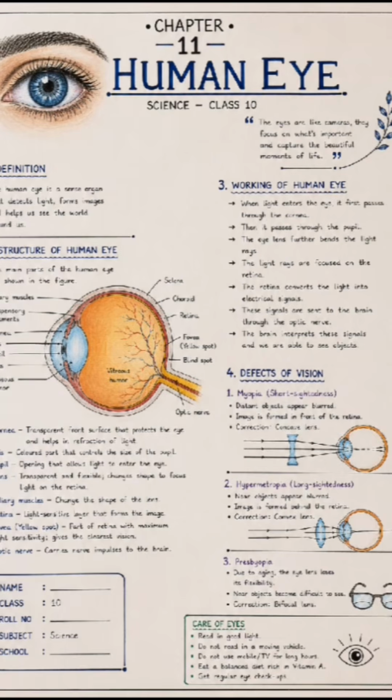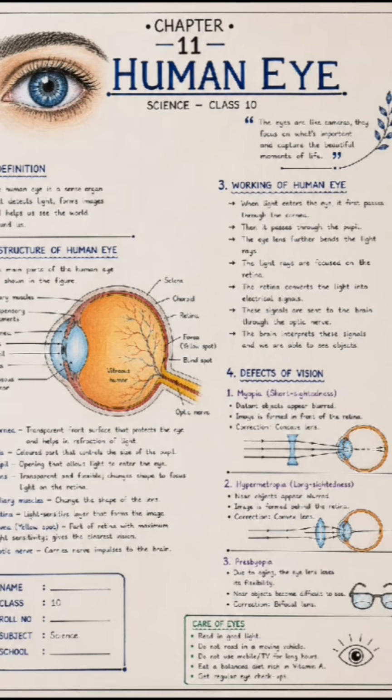2. Aqueous humor. Transparent fluid between the cornea and lens. Nourishes the cornea and lens. Maintains eye pressure. 3. Iris. Colored part of the eye. Controls the size of the pupil. Regulates the amount of light entering the eye.